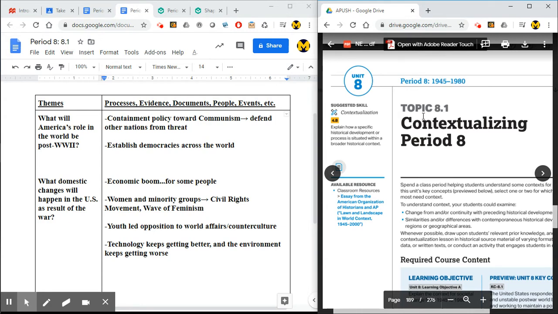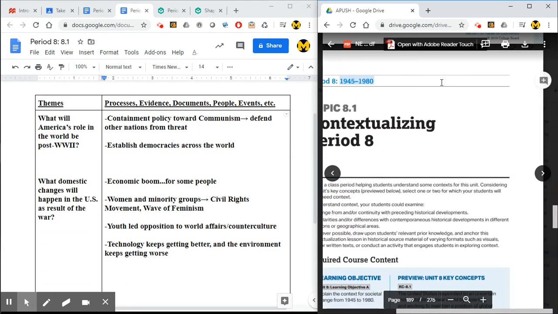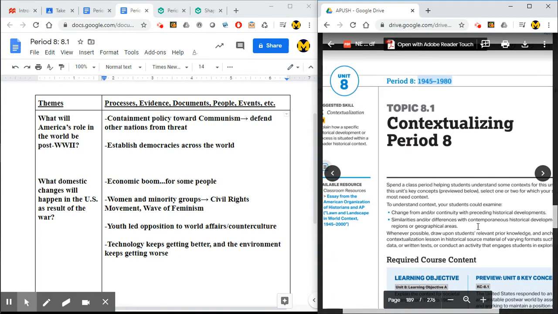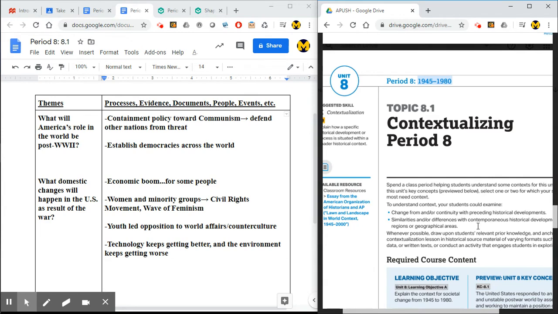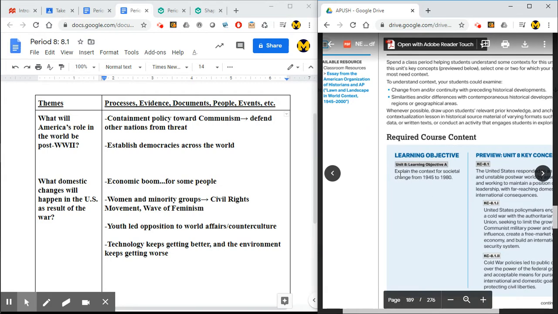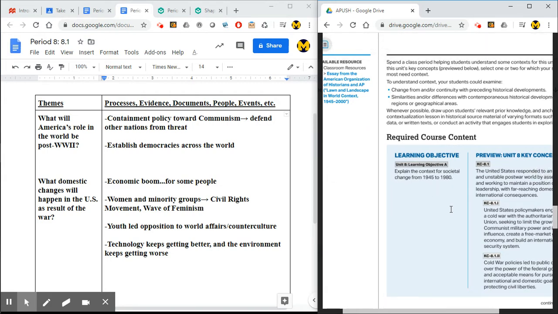1980, that's Cold War stuff. We'll get to that later. But you also have to recognize 1945 as the start of a new dawn for America. We are booming economically. We're a world power, and things are good. And we're going to start to address a lot of domestic issues that we have in this booming post-war period. So let's take a look at the objective. We'll run through this stuff, and then we'll be done. So explain the context for societal change from 1945 to 1980.